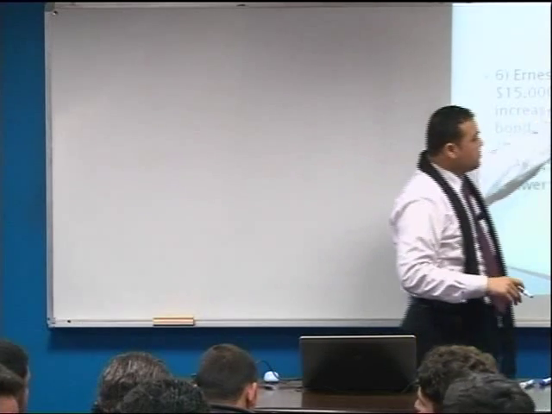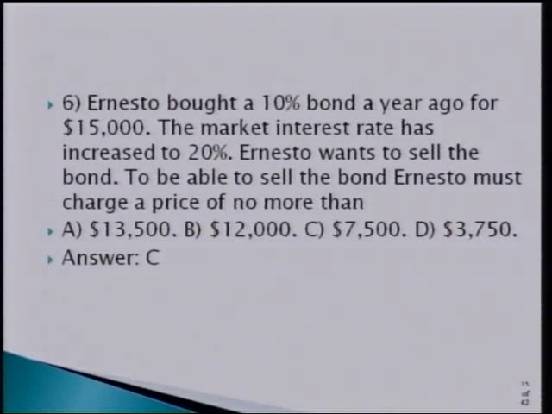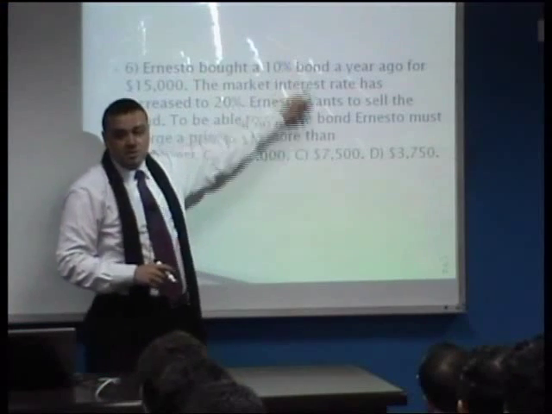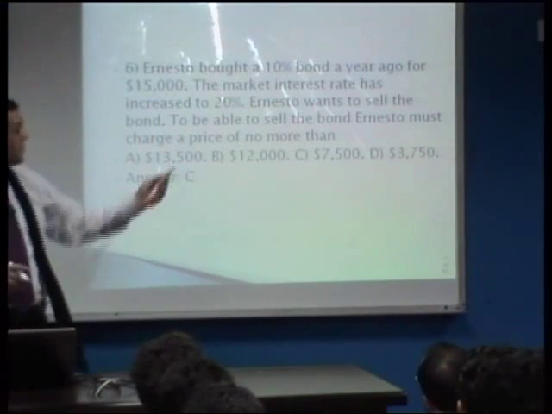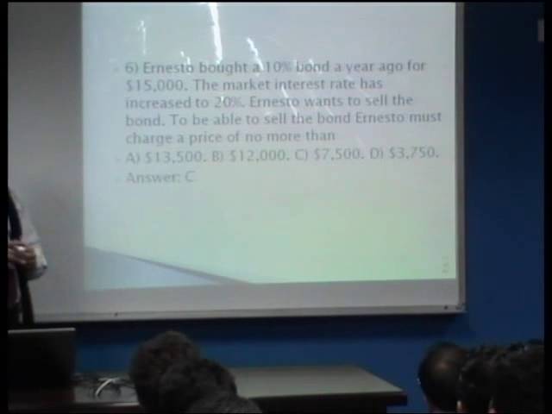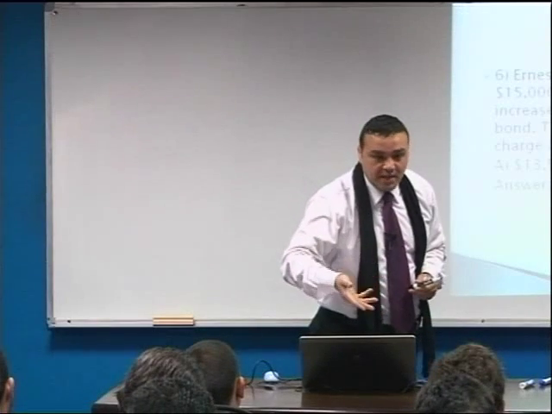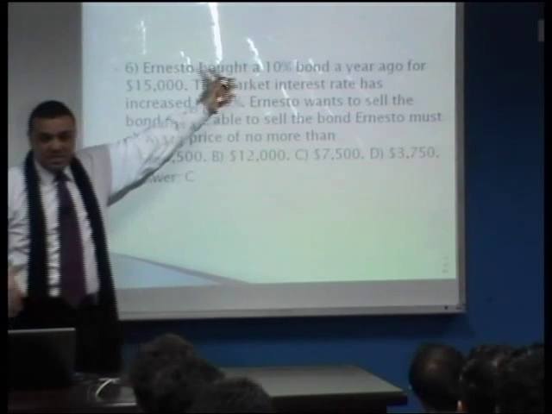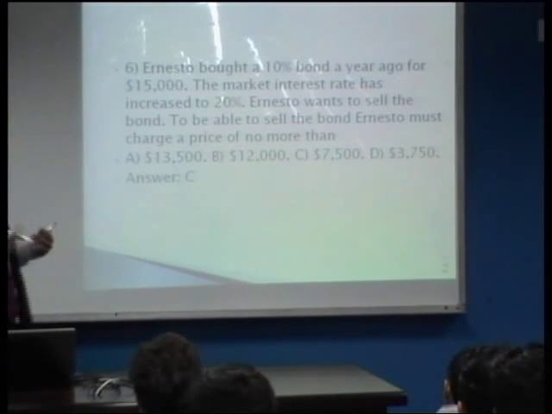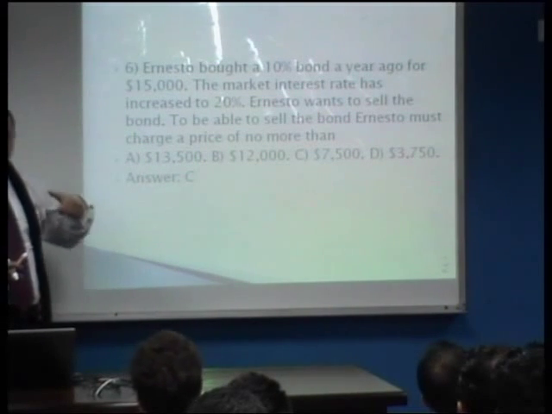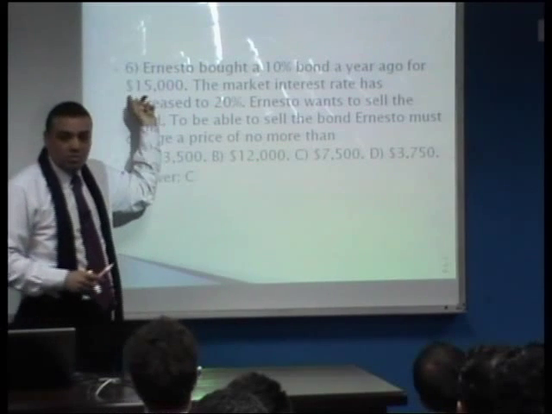Ernesto bought a 10% bond a year ago for $15,000. This person bought a bond worth $15,000 at an interest rate of 10%. Okay, the market interest rate has increased to 20%. New bonds came out with a 20% interest rate, so he can no longer sell his bond at the same price. So Ernesto wants to sell the bond.